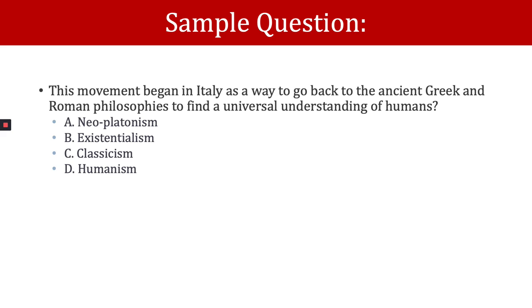And then the last sample question I have for you is, this movement began in Italy as a way to go back to the ancient Greek and Roman philosophies to find a universal understanding of humans. And so what was the philosophical movement that was seeking to go back to understand language, to understand the original intent of the artist, and then to find commonalities, and those commonalities they believed to be truths? Was that Neoplatonism, existentialism, classicism, or humanism, right?